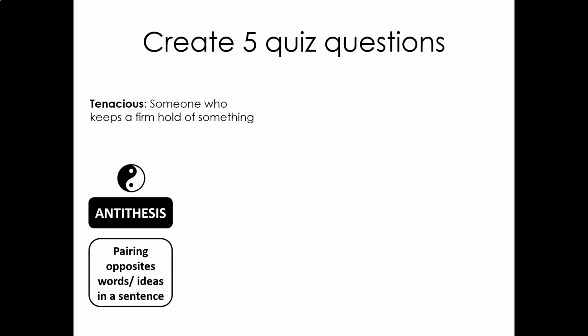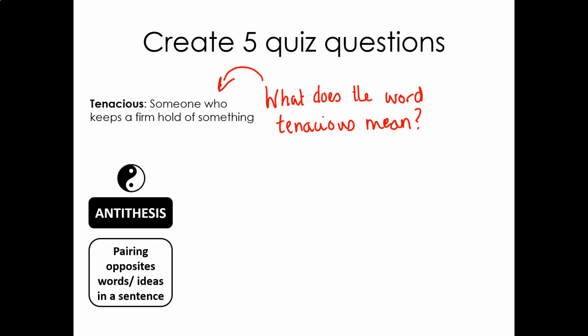create myself some questions. So I have chosen the word tenacious. Tenacious means someone who keeps a firm hold of something. So there are 2 ways I could ask this question. I could ask this: what does the word tenacious mean? And that would be a good question because I could find the exact answer back in the knowledge organiser. The answer being someone who keeps a firm hold of something.